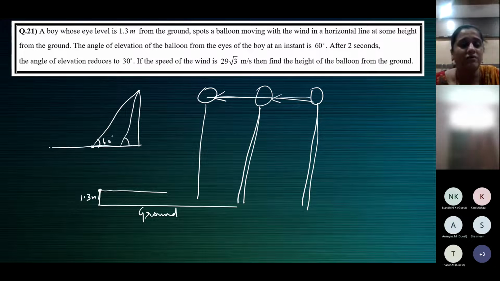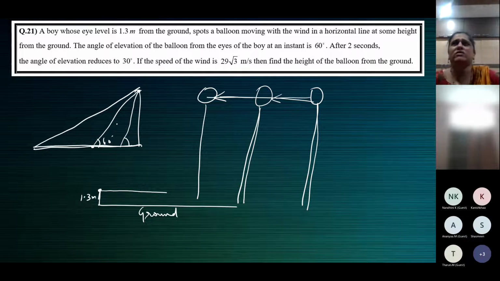But when you move away from the foot of the tower, you can look at the top more easily, more conveniently, without raising your head too much. So the elevation reduces. If you're closer to the object, the elevation is more. If you're far away, the elevation of the top will be less. So here, after 2 seconds, the angle of elevation reduces to 30, which means he's able to see the balloon more easily.